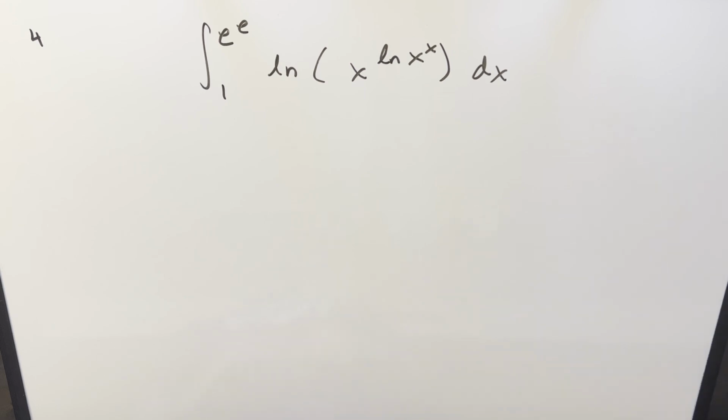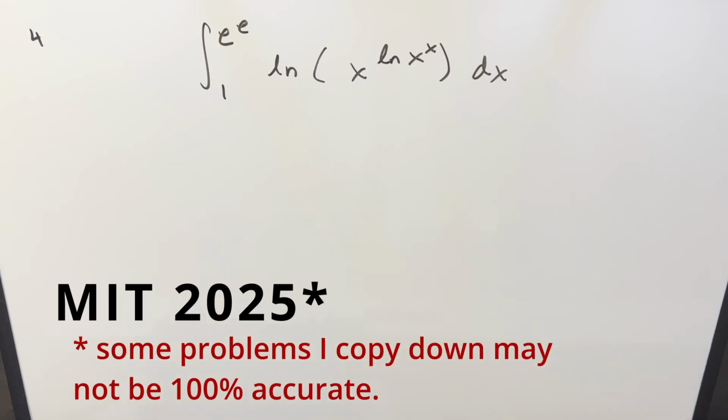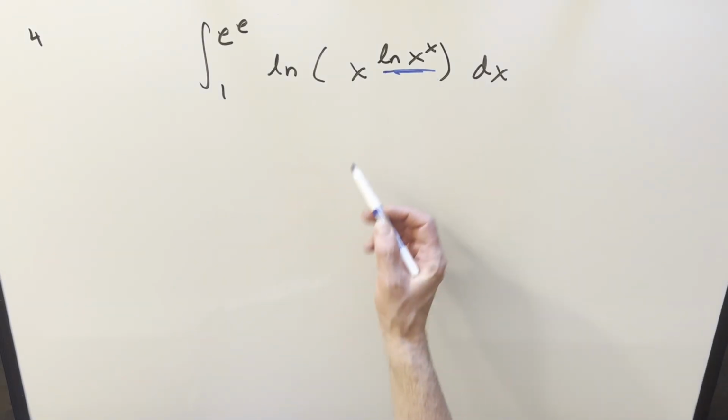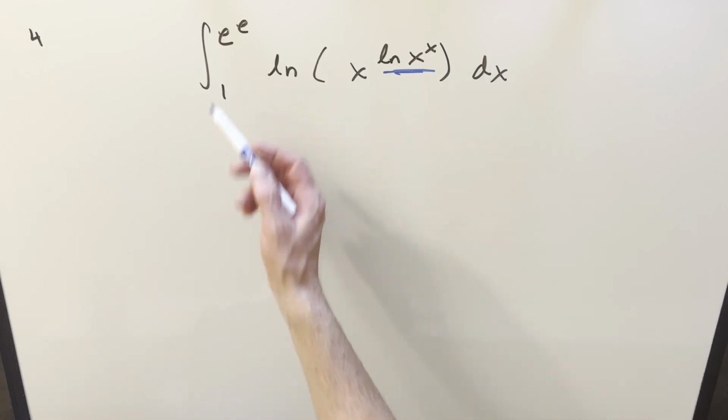Okay, we have another integral from the MIT Integration Bee 2025, number 4. We have the integral from 1 to e to the e of (ln x) to the ln x to the x dx. Okay, there's a lot of interesting things going on in this one, particularly this exponent here. That's kind of troubling. And e to the e.